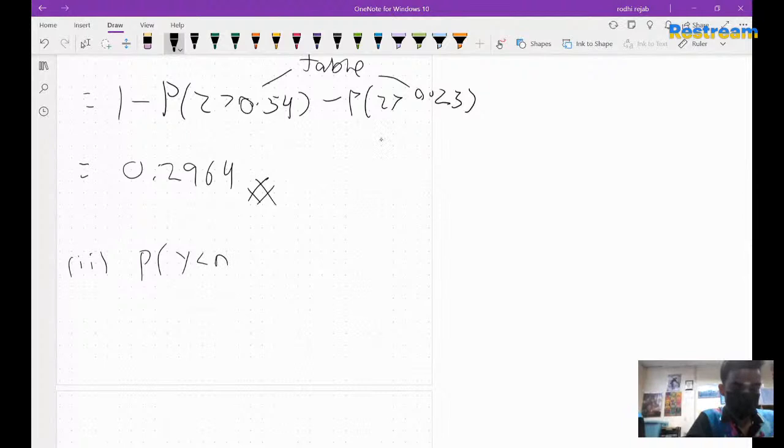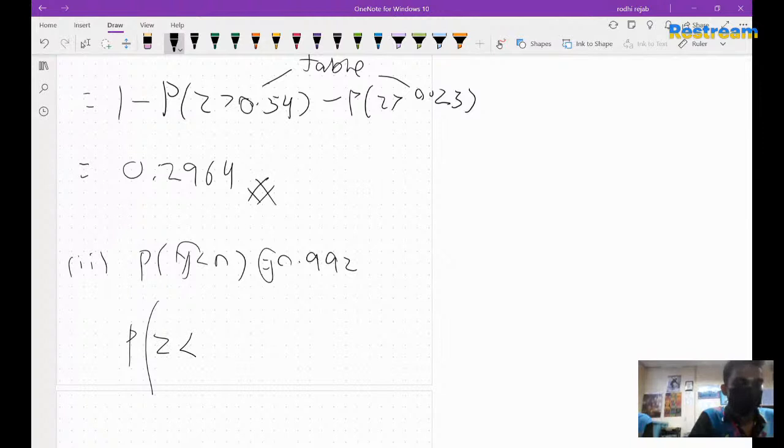Sekarang kita kena tukar ni kepada Z. Sini equal dan equation boleh letak satu equal je. Sebab kita letak equal di sini, kita tak boleh letak dua equal macam ni, salah. So when you change this to Z, it will become P, Z is less than. When you're doing this approximation, you're going to be doing the continuity correction.